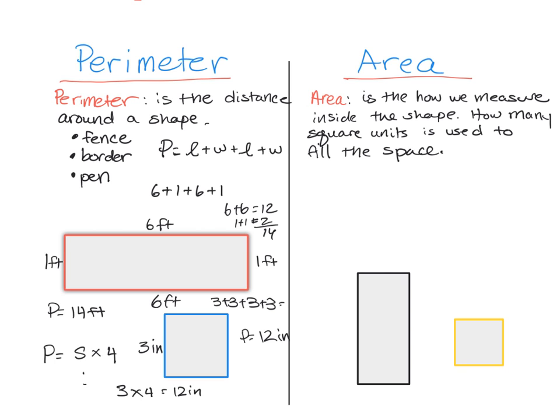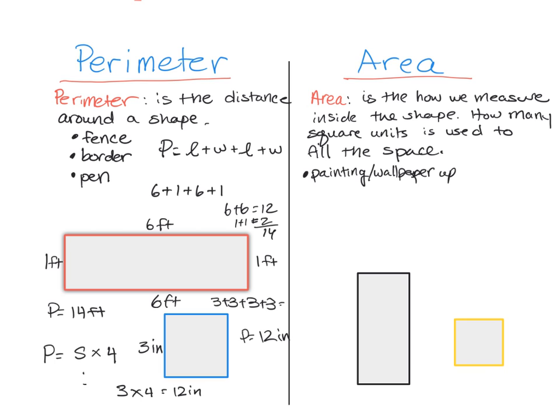Okay, for area. Area is now not the distance around an object, it's how we measure the inside of the object. So a scenario where we need to measure the inside of an object is, let's say I'm painting a wall, or I'm putting wallpaper up on a wall. I need to know how much paint or wallpaper I need to buy. So I need to know the space the wall has. I don't want to buy too much paint, or too little paint, so I need to know.